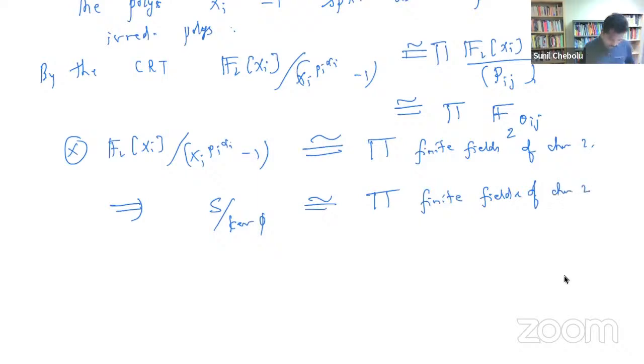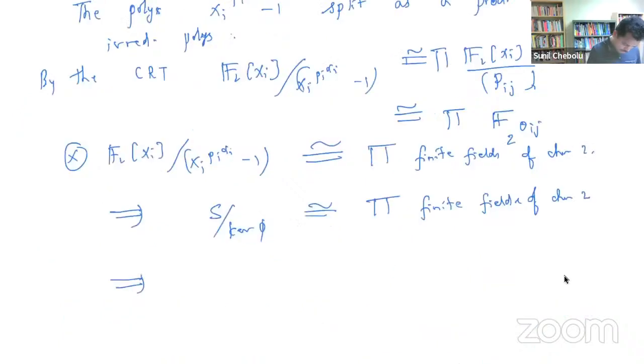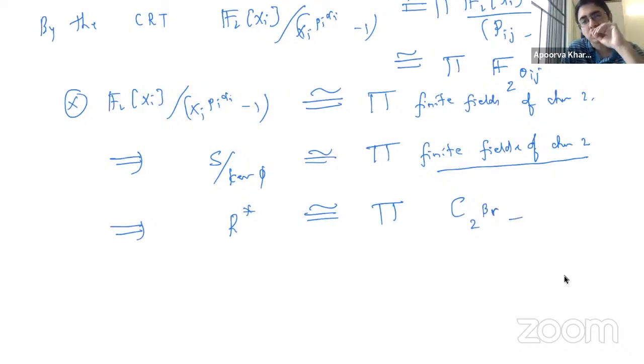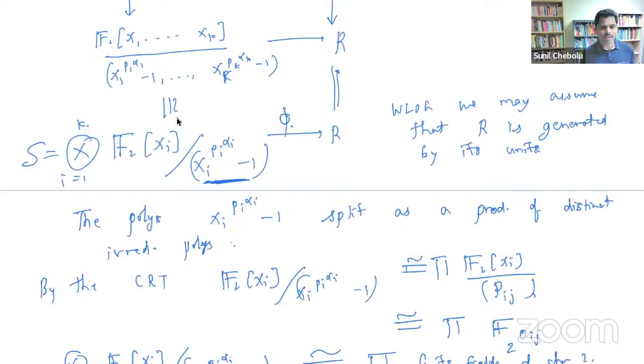Finite fields of characteristic 2. So the upshot of all this is that when you take the units on both sides, R star is isomorphic to a product of finite fields' unit groups of characteristic 2. So that means it's a product of cyclic groups of order 2 to the power of β_R minus 1. So what is S? I said I'm tired of writing this all the time, so I just call this S here.